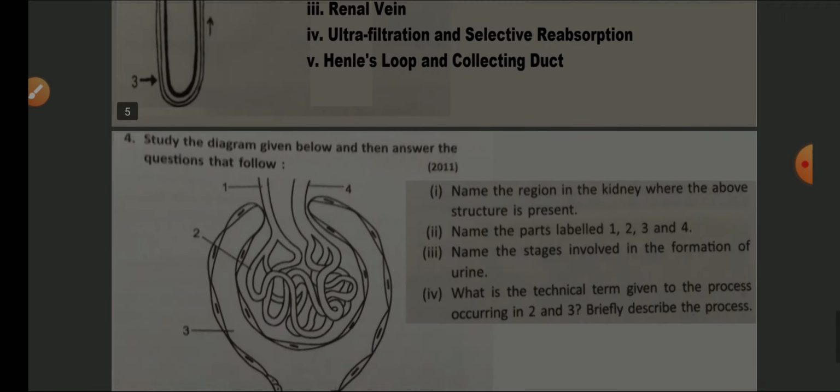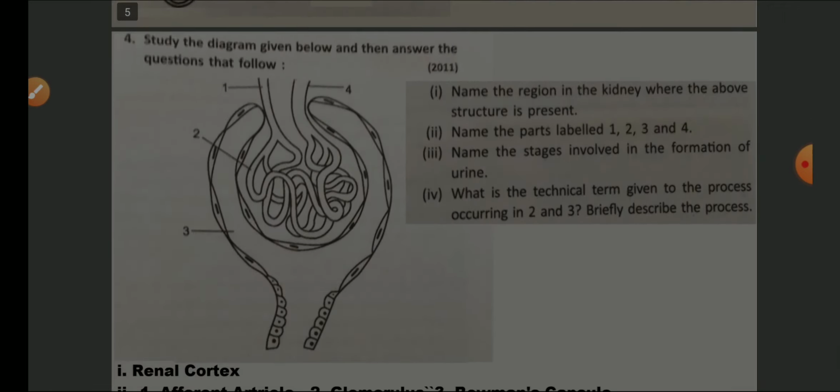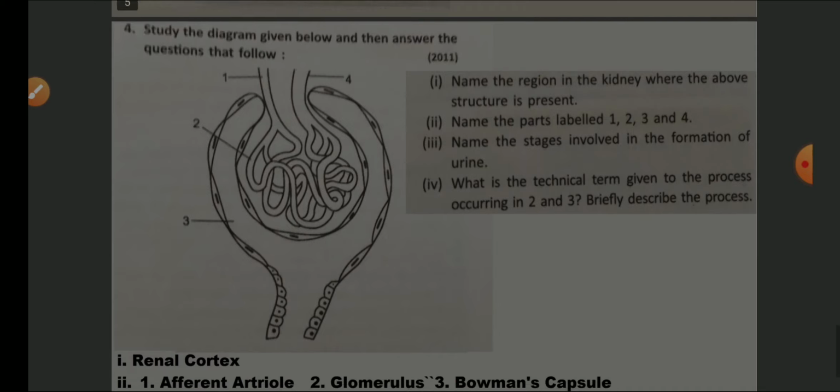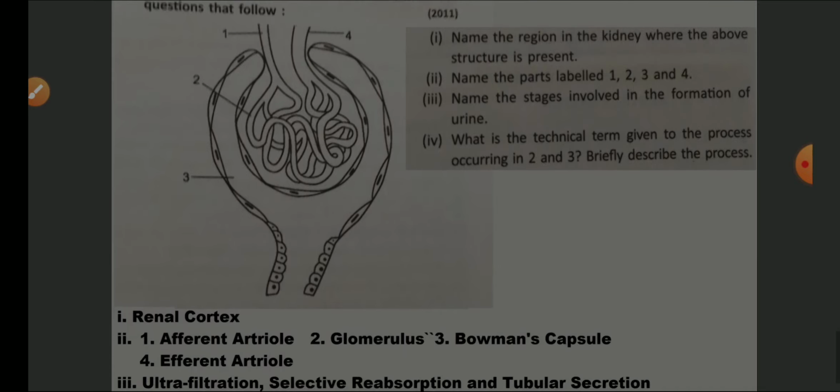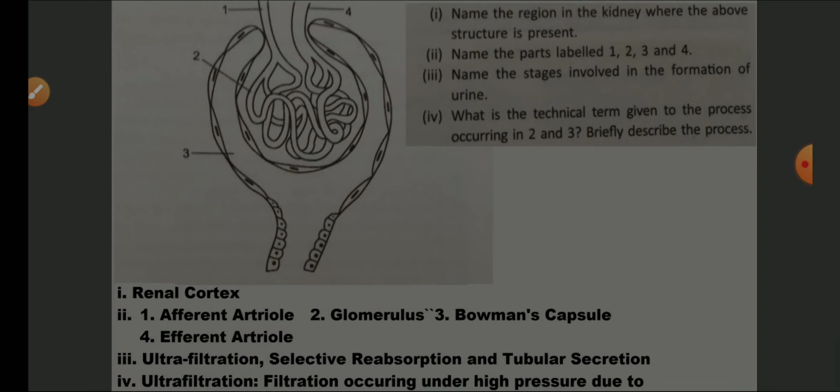Then the last question: study the diagram given below and answer the following questions. Number 1, name the region in the kidney where the above structure is present. So where do you find this structure? It is a part of the Bowman's capsule and glomerulus. It is seen in the renal cortex. Name the parts labeled 1, 2, 3, 4. 1 is the afferent arteriole, 2 is the glomerulus, 3 is the Bowman's capsule, and 4 is the efferent arteriole. Name the stages involved in the formation of urine: ultrafiltration, selective reabsorption, and tubular secretion.